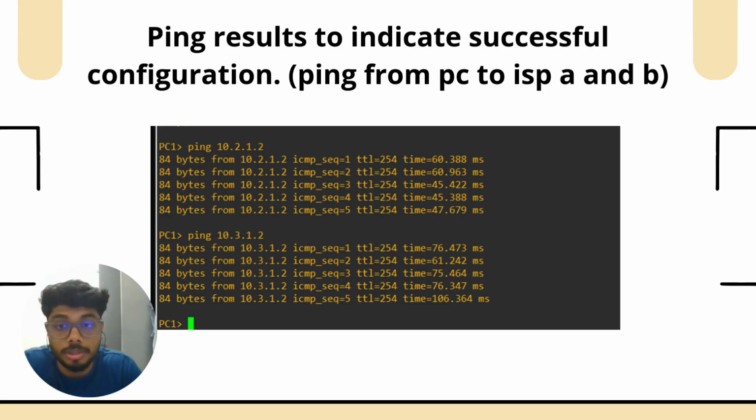Then these are the ping results from the PC to ISP-A and ISP-B. As you can see, the PC pinged 10.2.1.2 and 10.3.1.2, and both were pinged successfully.